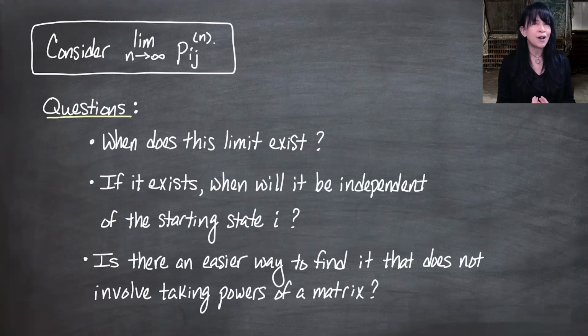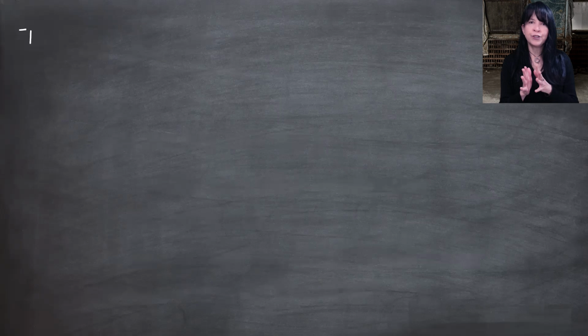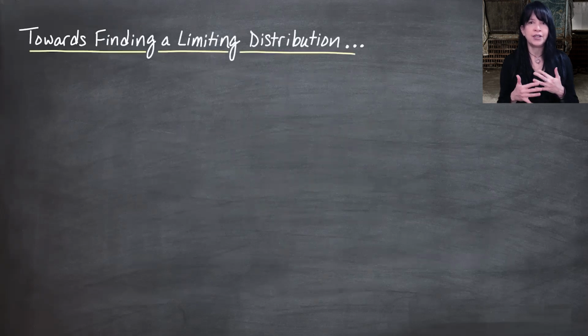And I personally also like to call it an equilibrium distribution, because I think of the chain as settling into each state with a given probability that is independent of the starting state. So I think of the chain as reaching an equilibrium. So now we have a lot of stuff to talk about, a lot of things to define, but we are headed towards finding this limiting distribution if it exists.